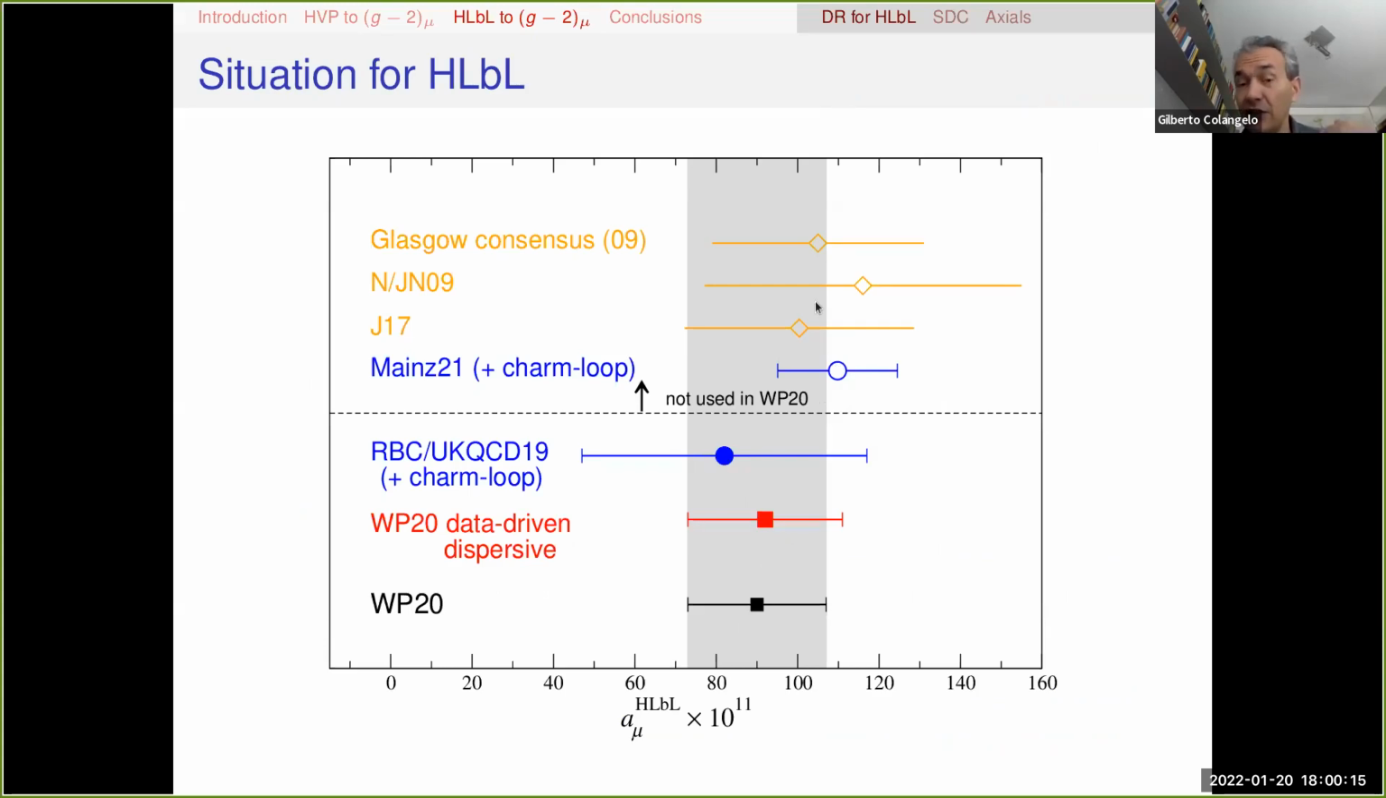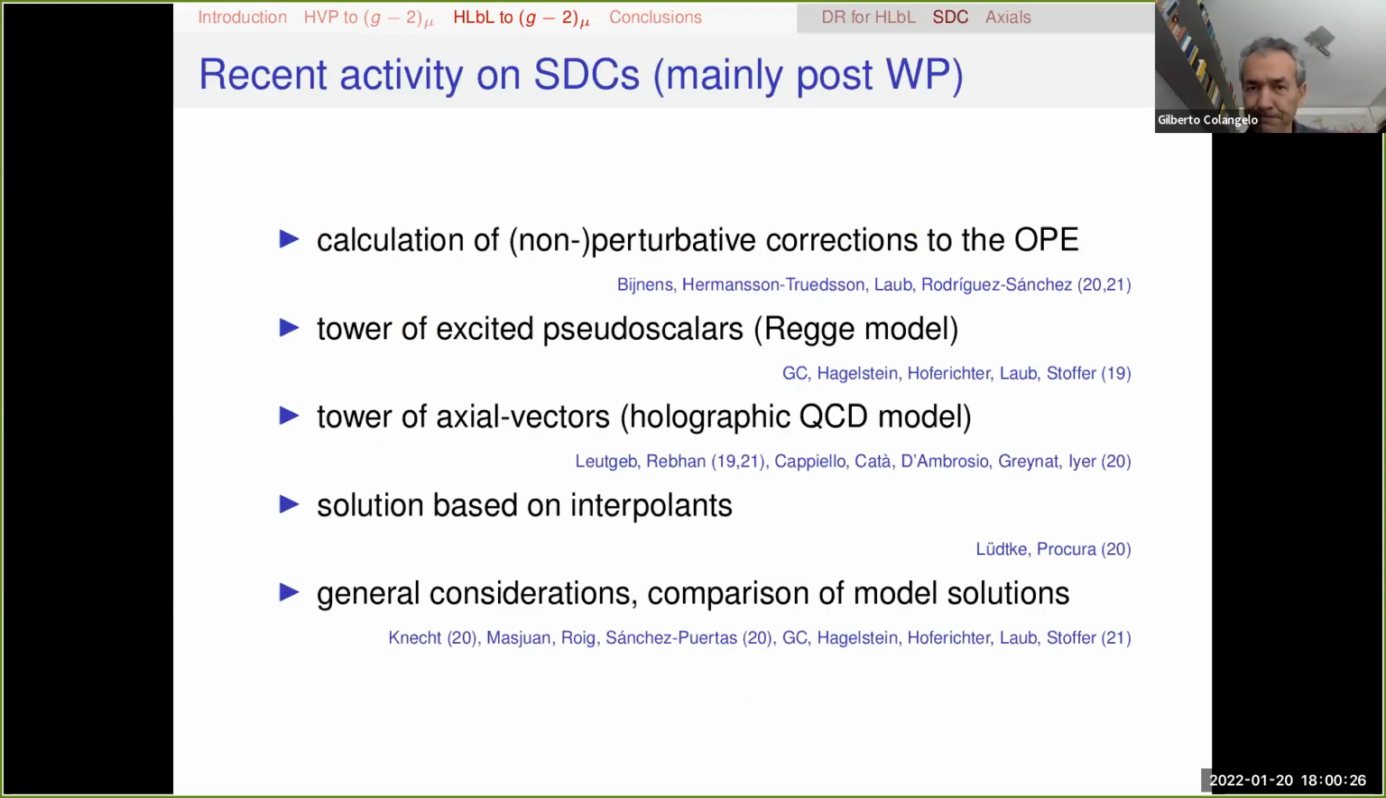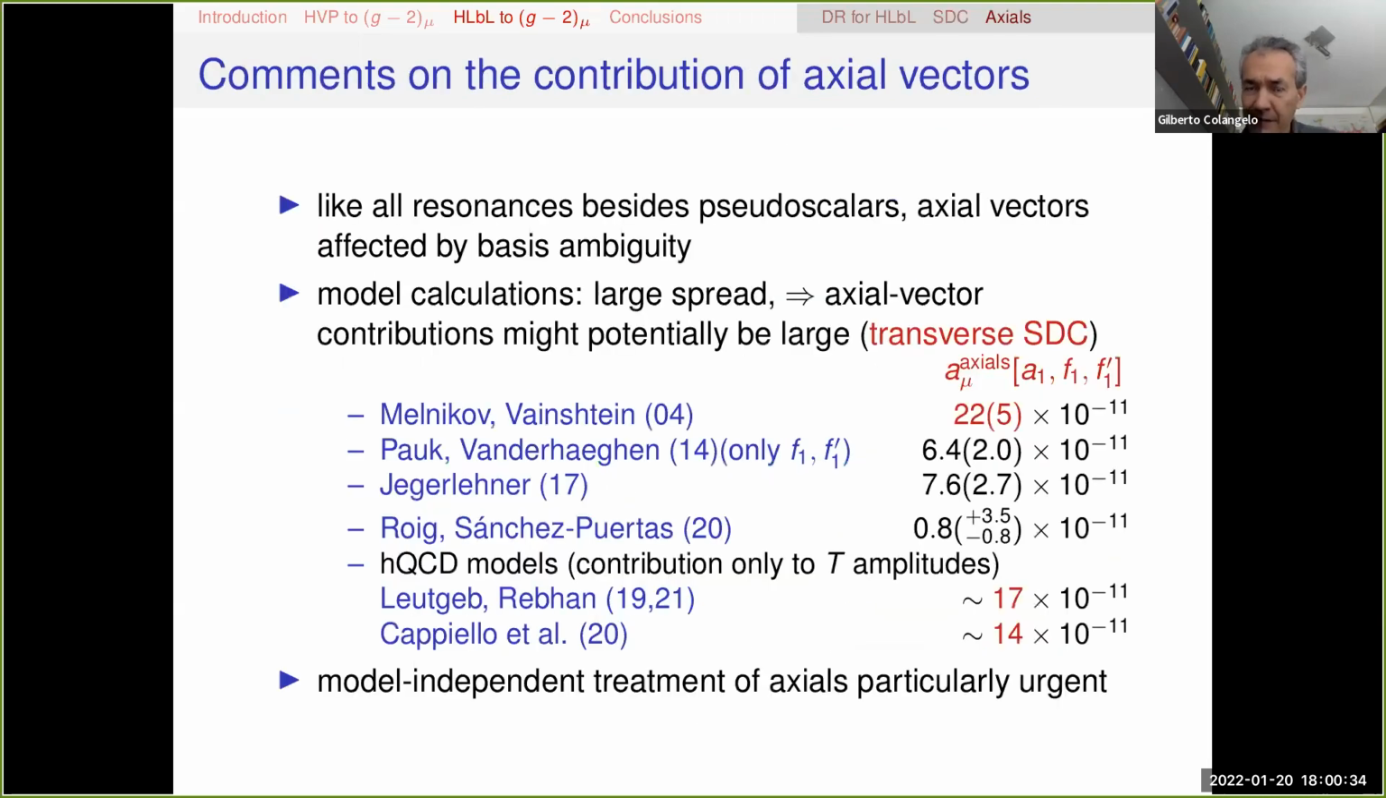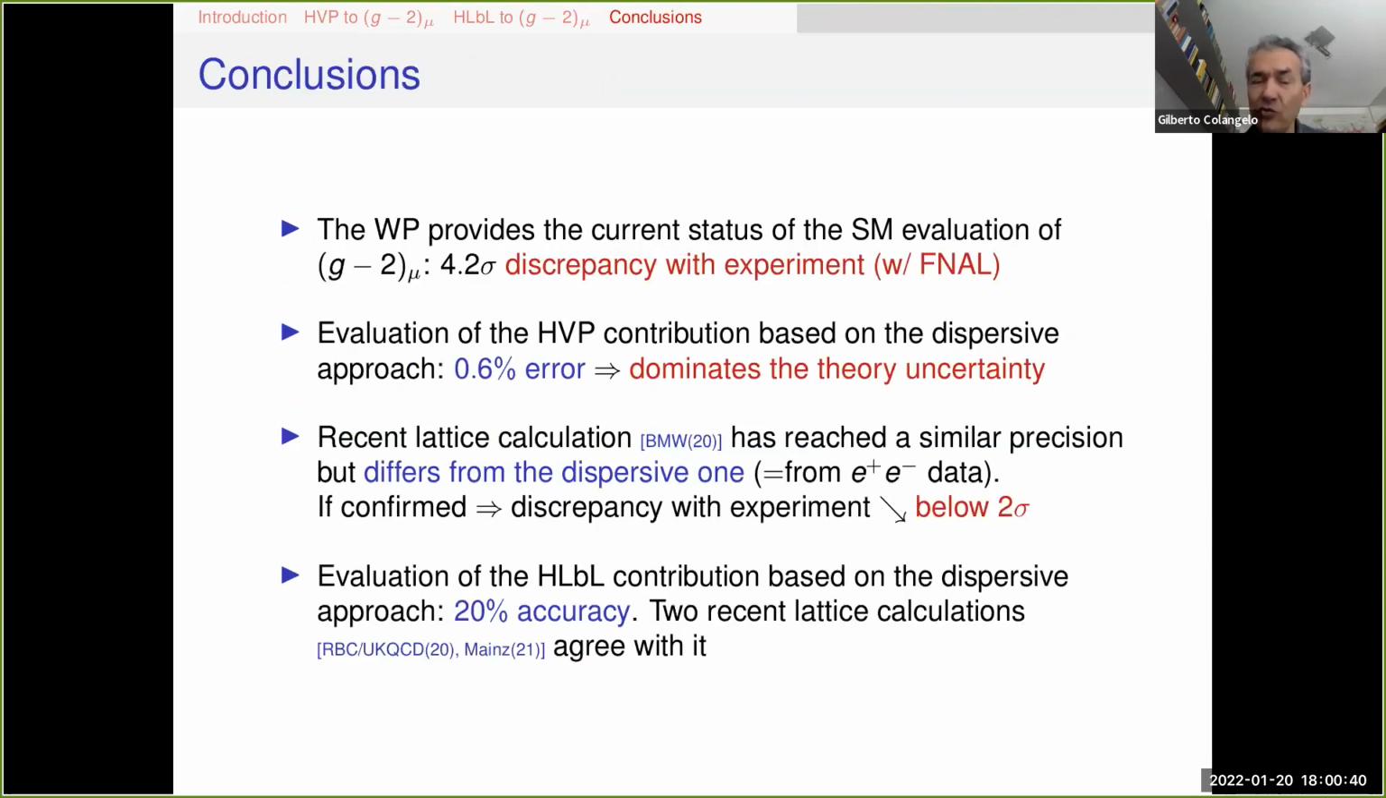And here you see the earlier ones, which are just in the right ballpark, in agreement with the latest calculation, but with larger uncertainties. Let me skip the most recent result and come to the conclusion. I have discussed the white paper, which provides the current status of the standard model evaluation of the g-2, and pointed out this 4.2 sigma discrepancy with the experiment.